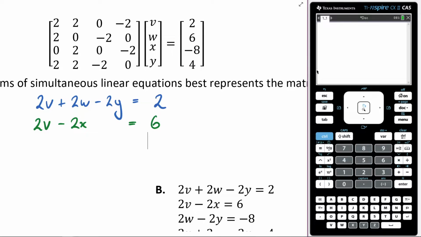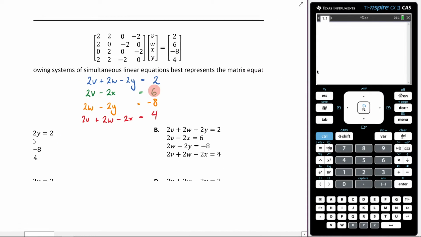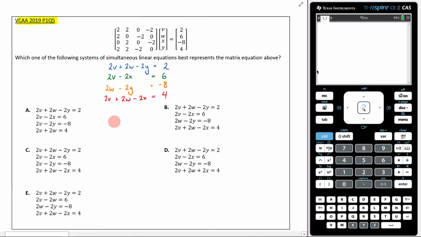Then you go to the next one. This is going to be 0v, so don't write anything down, 2w, 0x, so write nothing down, then negative 2y. Negative 2y is equal to negative 8. And then our last one here is going to be 2v plus 2w negative 2x, 0 times y is 0, is equal to 4. And then once you've done that, and you've got all of them, you would then have to look to see which one is your correct option there.